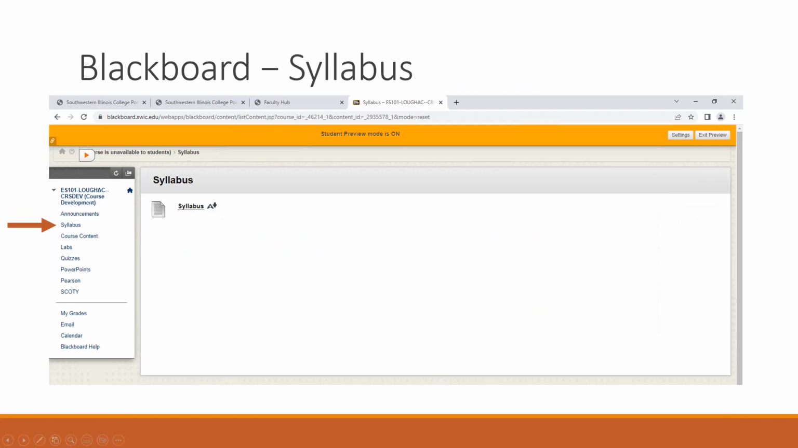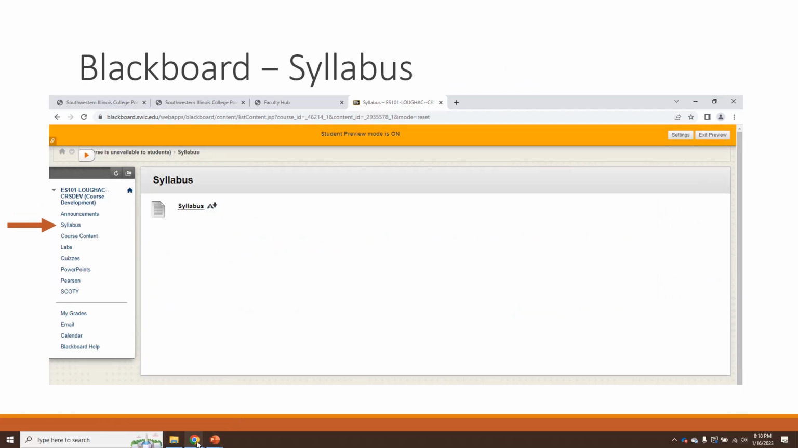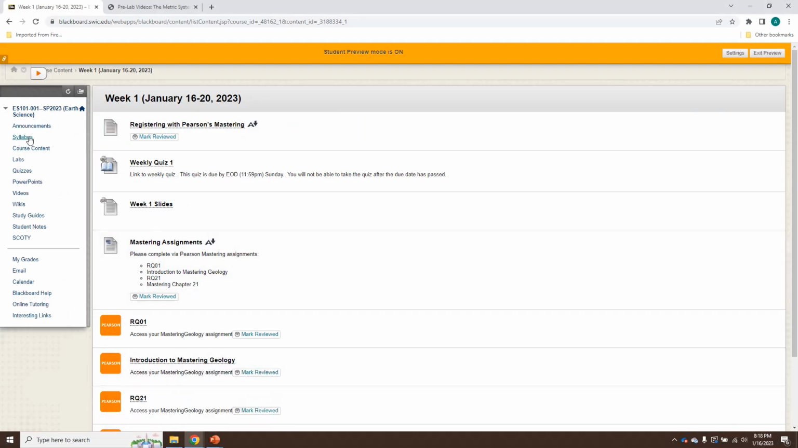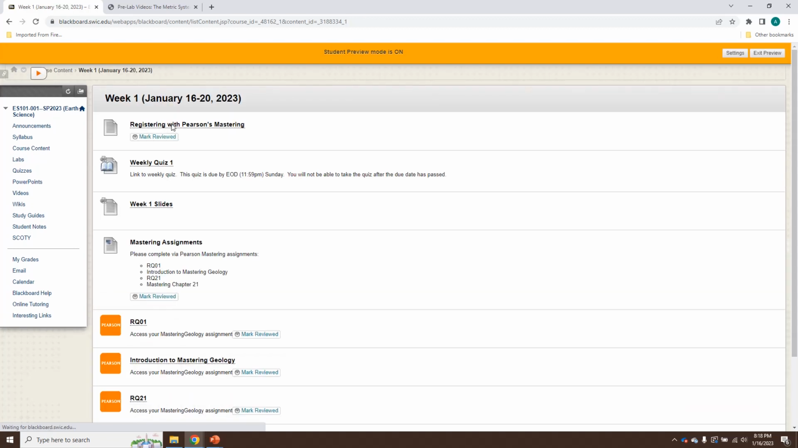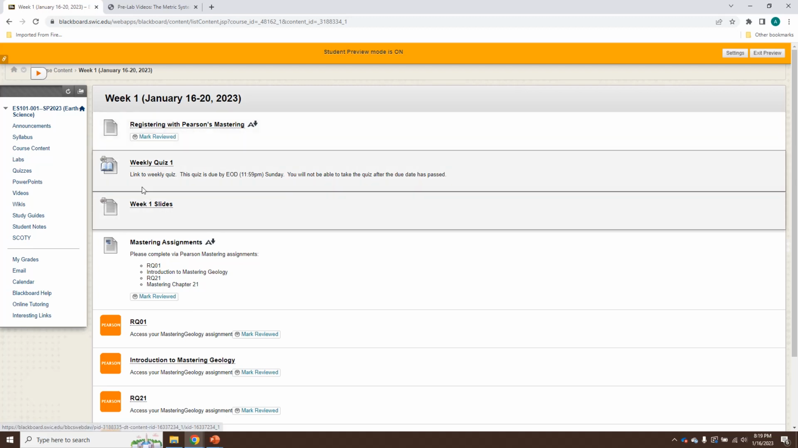Syllabus, okay. So your syllabus is there. In course content, I will have a weekly folder that will pop up during the week for the next week. In the weekly folder, this first week I have a link to registering with Pearson and how to do that. Your weekly quiz will be here, and this will link you to your Blackboard quiz.